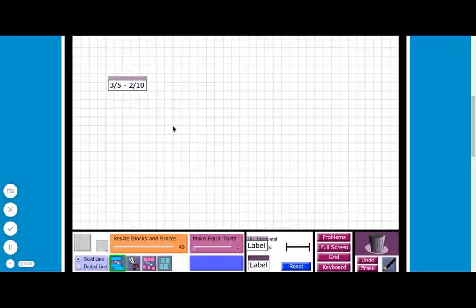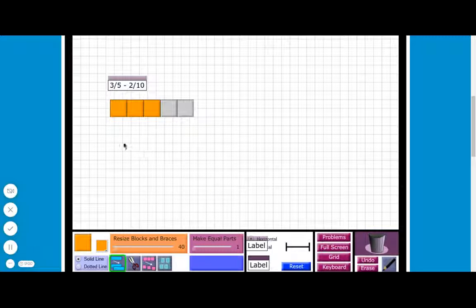So I'll start by drawing a bar model for 3/5. Okay, so now you can see that I drew a bar model and then I partitioned it into 5 equal parts: 1/5, 2/5, 3/5, 4/5, 5/5, which is equivalent to a whole. I then shaded in 3 of my fifths to demonstrate 3/5 as my bar model.